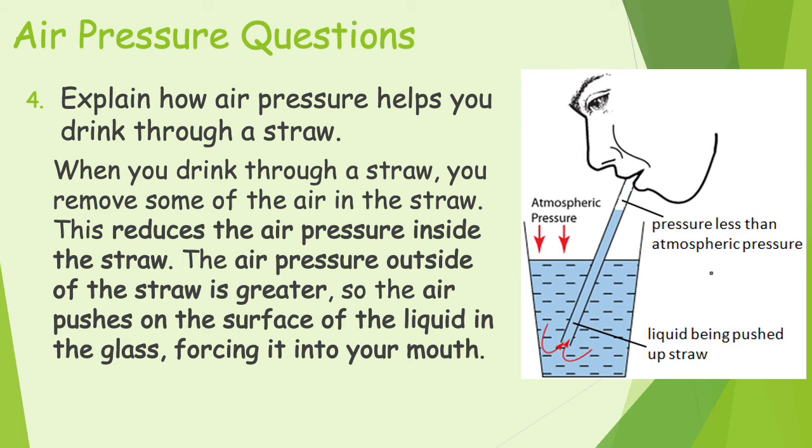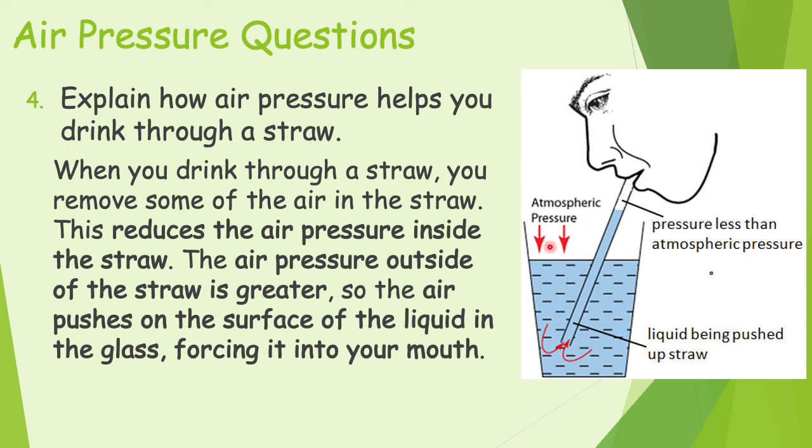Okay, last question, question 4. Explain how air pressure helps you to drink through a straw. Well, I've supplemented this with a little diagram. And when you drink through a straw, what you're doing is you're removing some of the air in the straw. So the pressure inside the straw is reduced. It's less than atmospheric pressure.